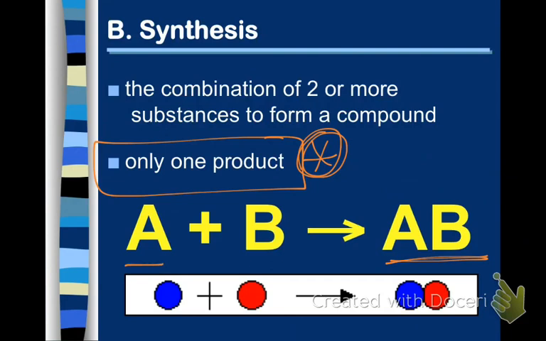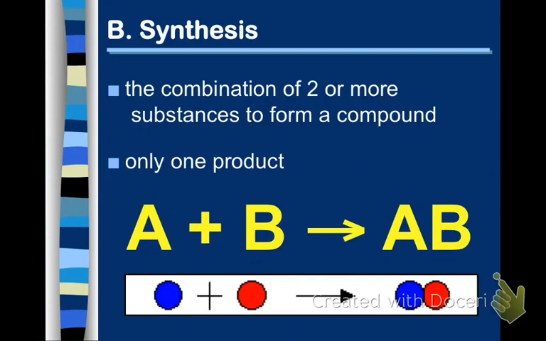If you have an element and they synthesize, they will create one product. That's pretty easy. If you have a compound and an element creating one product, that can be just a little bit harder. So let's move on to some examples of a synthesis reaction.